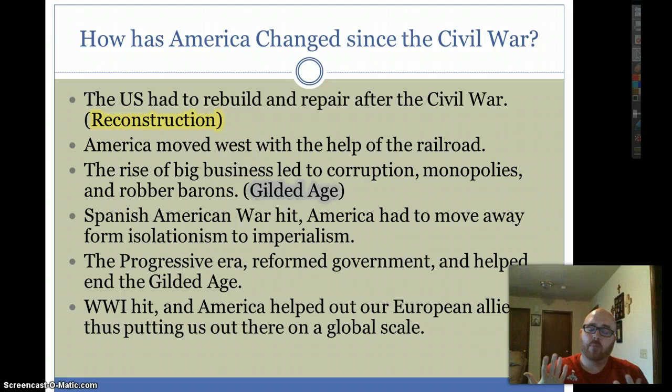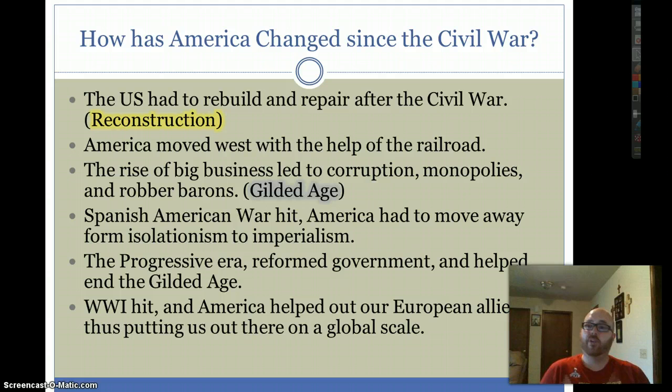Probably the most important group of people who helped shape the West were the miners. The miners found gold and silver, and they shaped a lot of the states. Colorado was formed off of Kansas because Kansas didn't want any part of those miners. So miners and farmers and ranchers all shaped the West, and the Transcontinental Railroad really brings it all together.